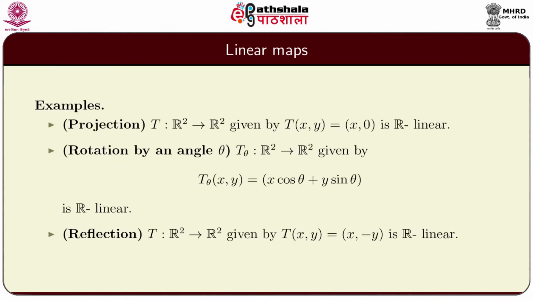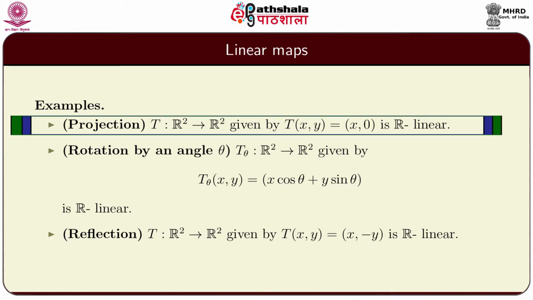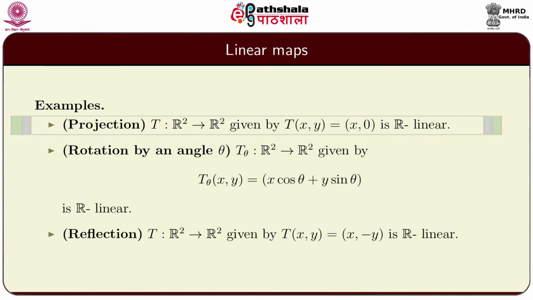Let us talk about some examples. The first one is what is called the projection operator from R^2 to R^2, given by T(x, y) = (x, 0). It is easy to verify that T is R-linear, and this is in fact the projection onto the x axis.